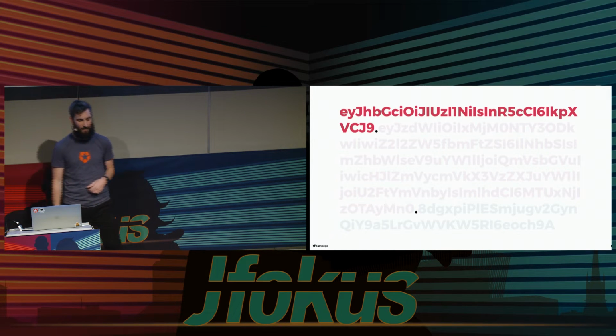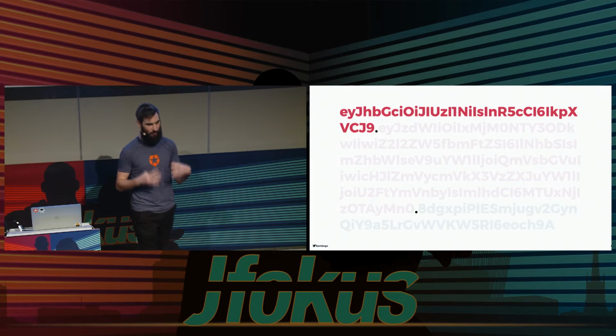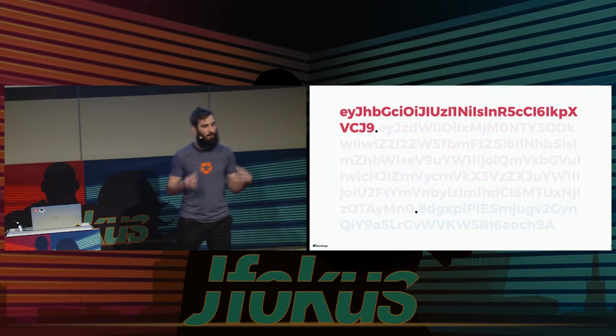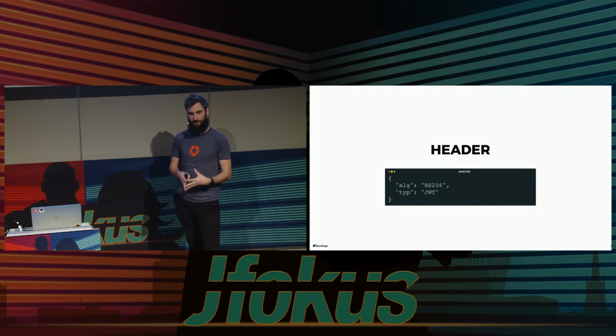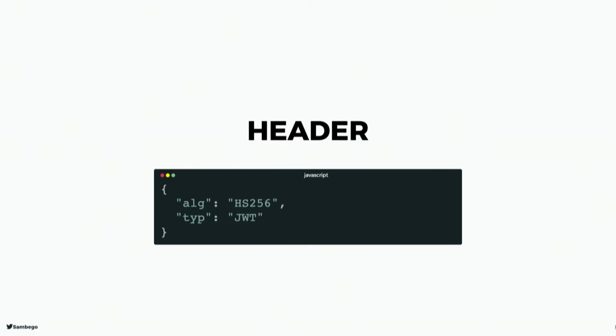The first part is the header. The header basically contains some metadata about your JSON Web Token, something like which algorithm is used to sign this token, and that it is a JSON Web Token. It's funny, but the JSON Web Token has the type JSON Web Token, identifying itself as a JSON Web Token. So the header contains some metadata you can use later on, the most important one being the algorithm used to sign the token.